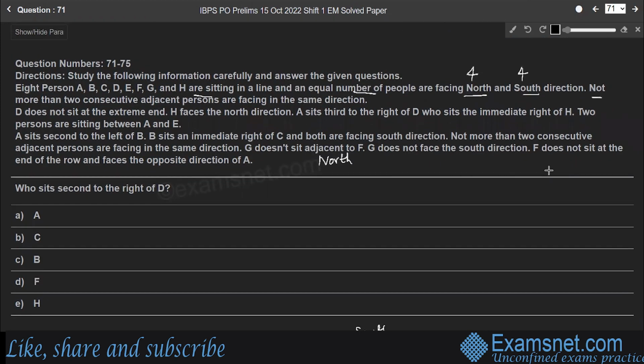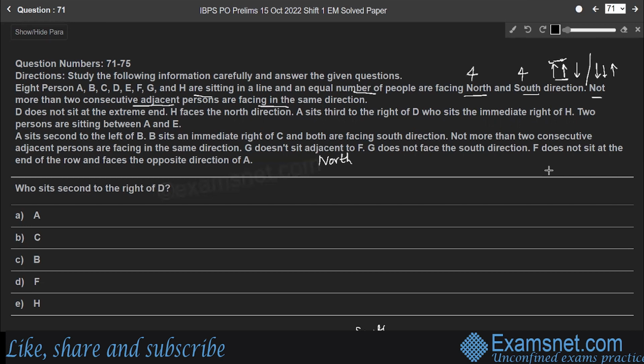Now, not more than 2 consecutive adjacent persons are facing in the same direction. That means if 2 persons are facing north and the third person has to face south, or if 2 persons are facing south and the third person has to face north. That means not more than 2 consecutive adjacent persons are facing in the same direction. So maximum 2 persons can face the same direction.